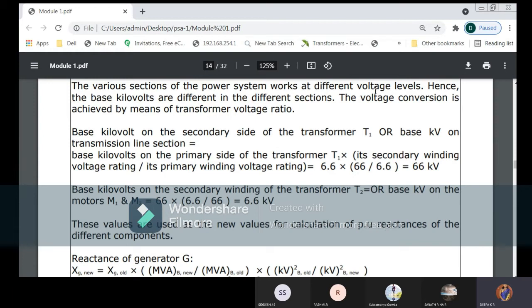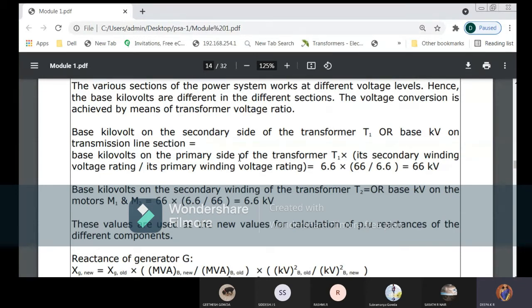So different voltages are existing. What we need to do is take the various sections of the power system, which work at different voltage levels, hence the base kilovolts are different in the different sections. So you cannot say 66 is throughout, 6.6 is throughout, because each section has its own voltage ratios. The voltage conversion is achieved by means of a transformer voltage ratio.